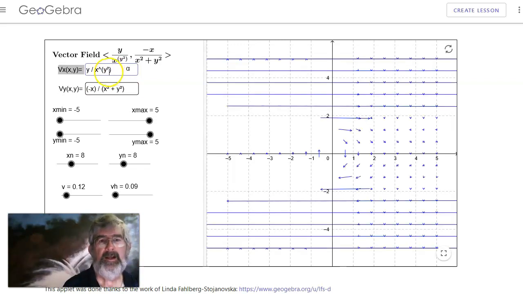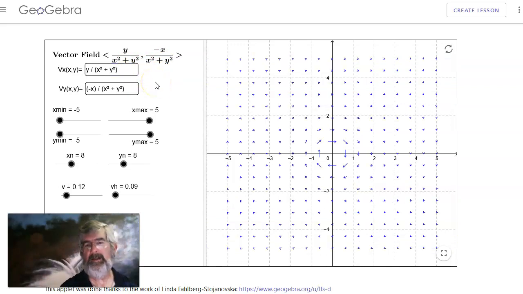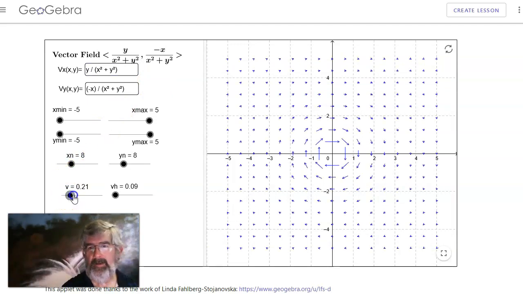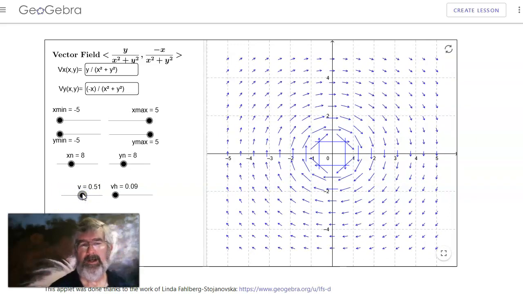Okay. And what happened here? This should have been x squared plus y squared. Yeah, there we go. That looks a little better. Yes, so I can see now that my vectors down in the middle are substantially longer than the ones on the outside. So this is more like a whirlpool or a tornado, where you're moving slowly on the outside and you're moving very fast on the inside.